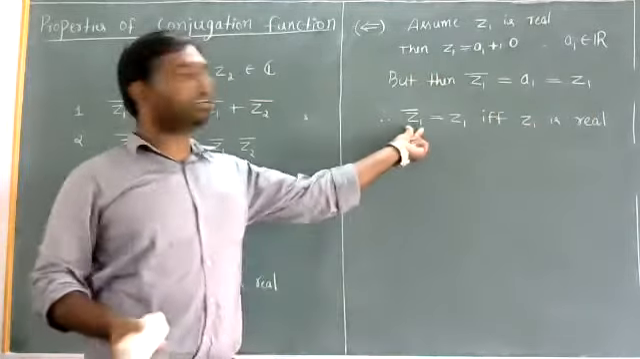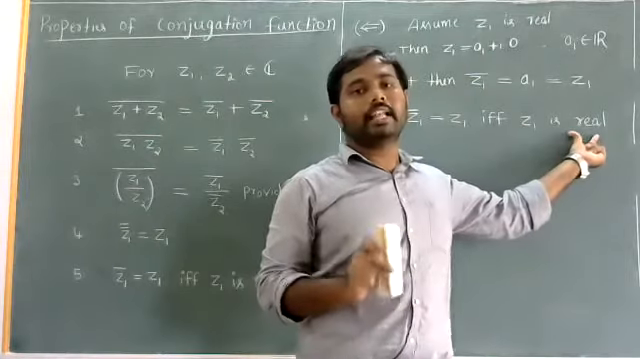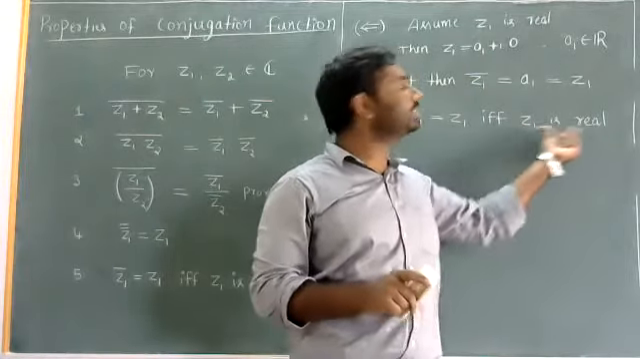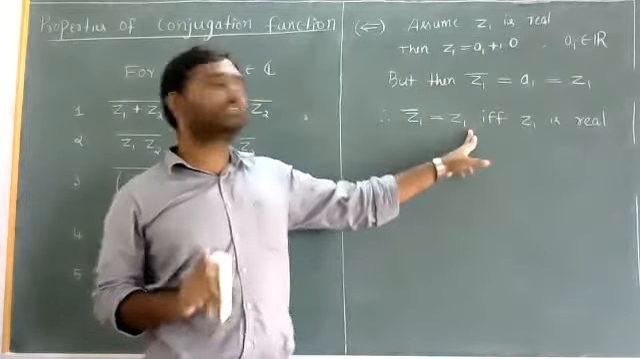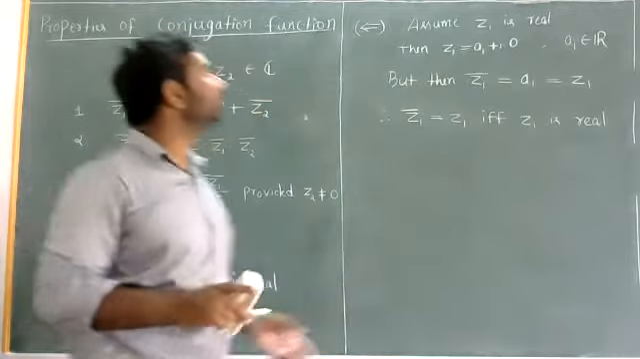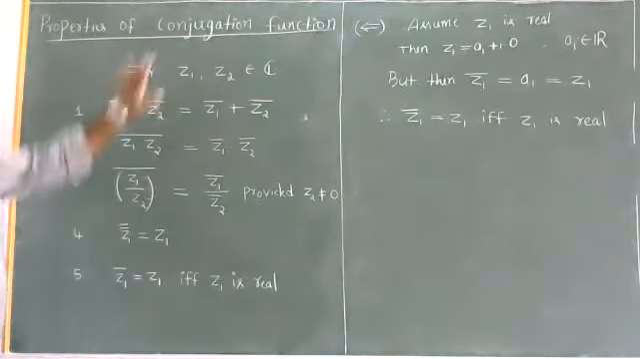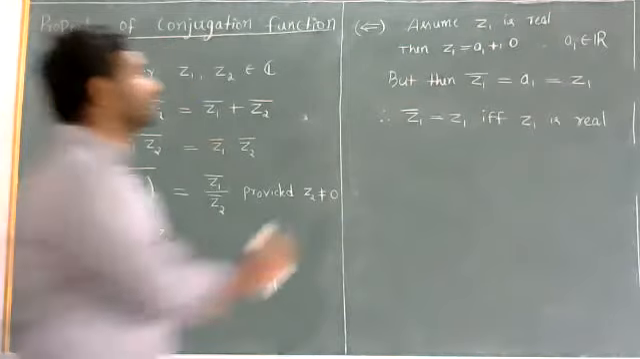So the conjugate of a complex number is itself, provided it is a real number. Only in the case if it is a real number, then its conjugate will be itself. In the remaining case, it will not be. Okay. So these are the 5 properties related to the conjugate function.